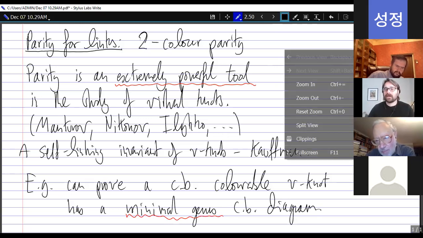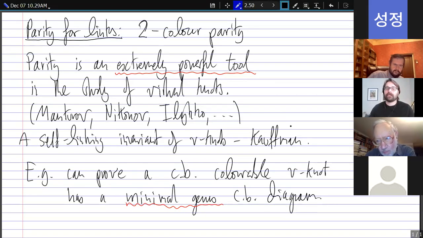And if you try to do this without parity, this is really slippery and very difficult to get the two notions of checkerboard colorability and minimal genus to play nicely. But with parity, it becomes much easier to see results like this. And I think this is the prototypical example of how powerful parity is, that it lets you really pin down notions that would otherwise be hard to combine.